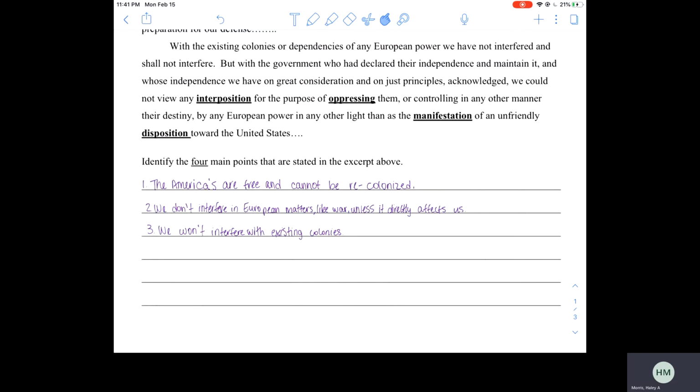But with the government who had declared their independence and maintain it, and whose independence we have on great consideration and on just principles acknowledged, we cannot view any interference for the purpose of oppressing them or controlling in any other manner their destiny by any European power in any other light than as the manifestation of an unfriendly attitude toward the United States, an unfriendly mood toward the United States. So that last section really, it's pretty wordy. So they're saying any kind of interference or action to oppress a group of people, a country, by controlling them, such as colonizing them, the United States will personally take as a slap in the face, as a presentation of an unfriendly mood toward the United States.